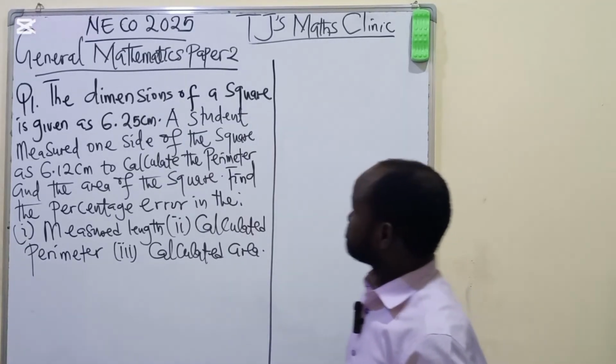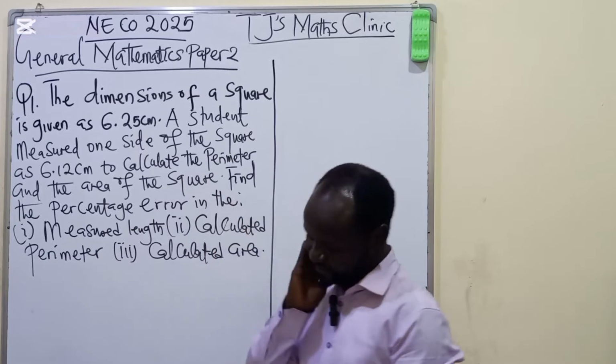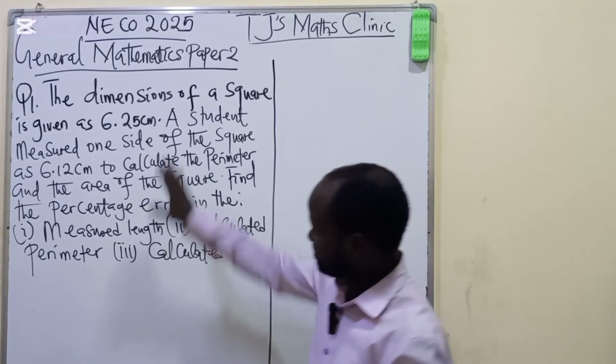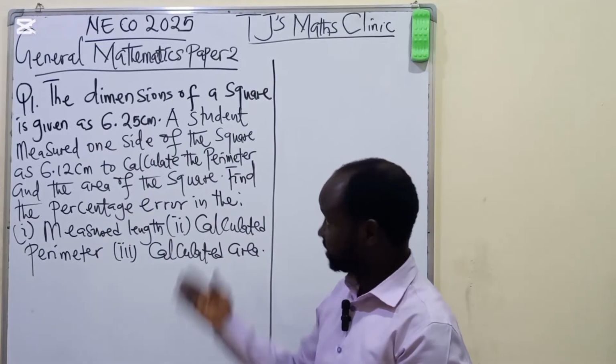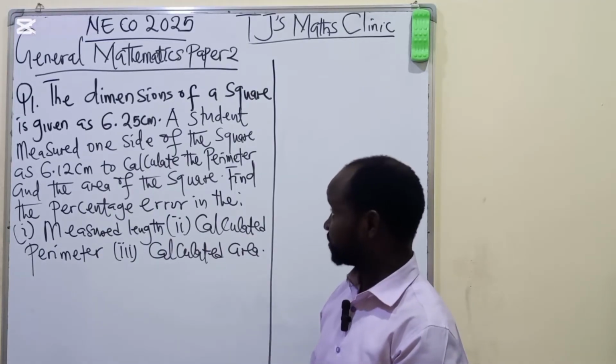This is NECO 2025 General Mathematics Paper 2. This is the compulsory question, and with us here is question 1. Let's consider this question 1.